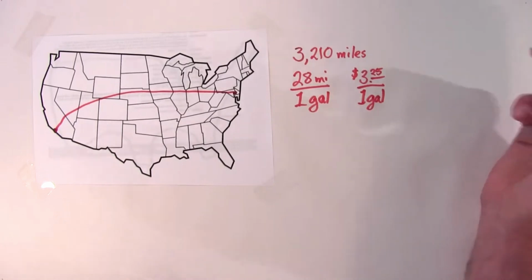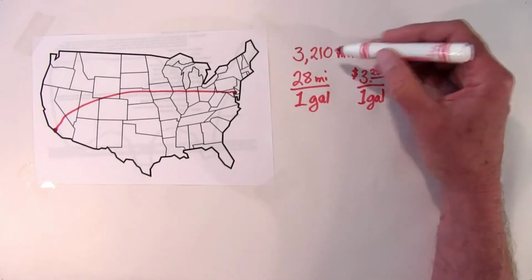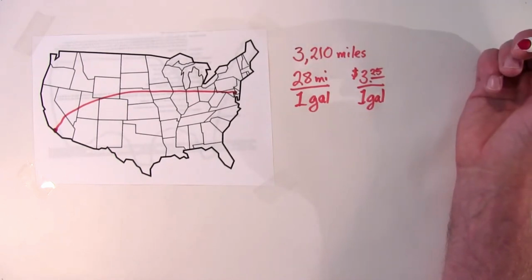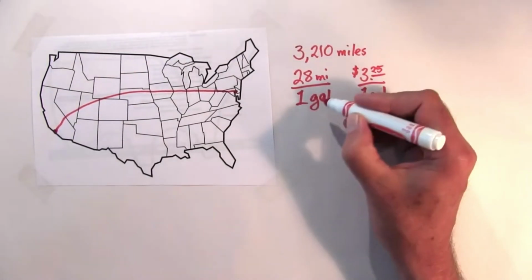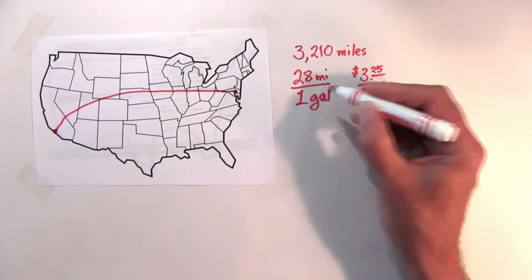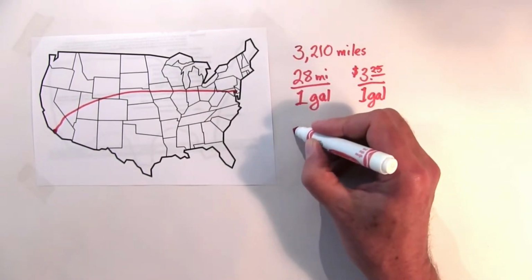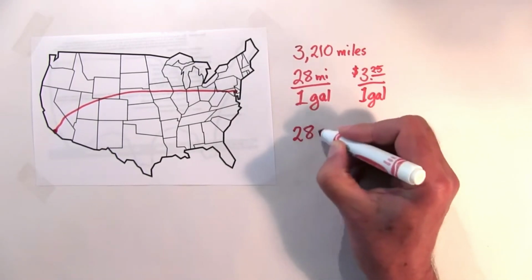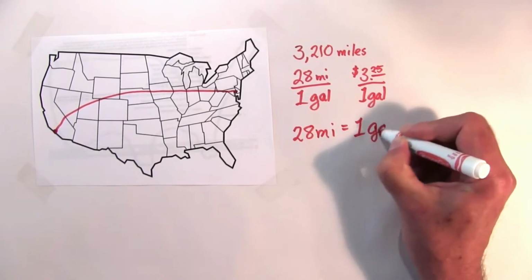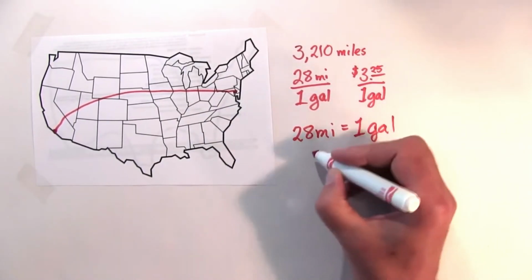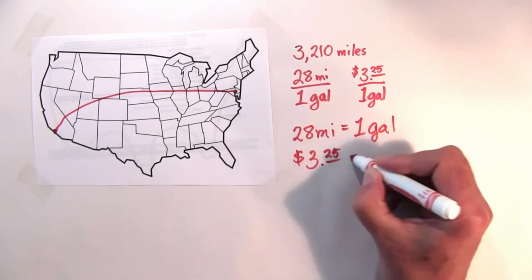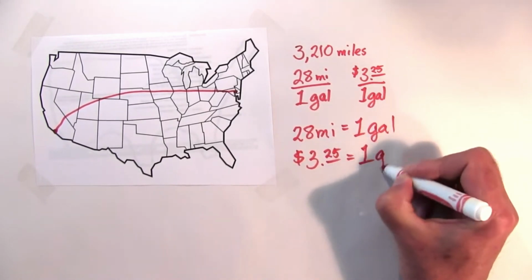Well, we have to calculate how much money it's going to take to travel 3,210 miles. Now, there's a really simple, easy way to do this. These are not fractions. These are factors, they're ratios related to each other. So I can take this and say that 28 miles equals 1 gallon of gas. And I can also take this and say that $3.25 equals 1 gallon of gas.